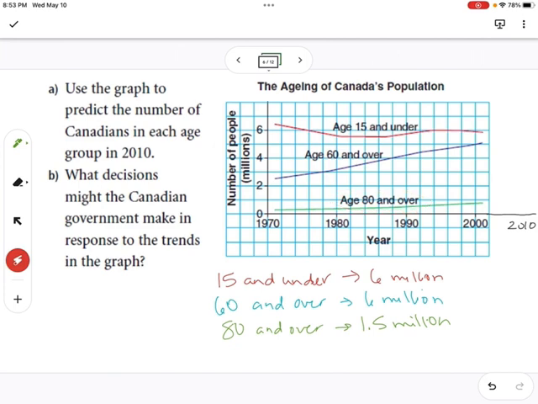So thinking about that, how you're getting the money when you retire. Okay, so we need to think about the Canada Pension Plan. And so the government would want to know how much money is being paid out through pensions. So we would want to know how much funding there needs to be. Okay, that's one reason that they would be looking at this trend.